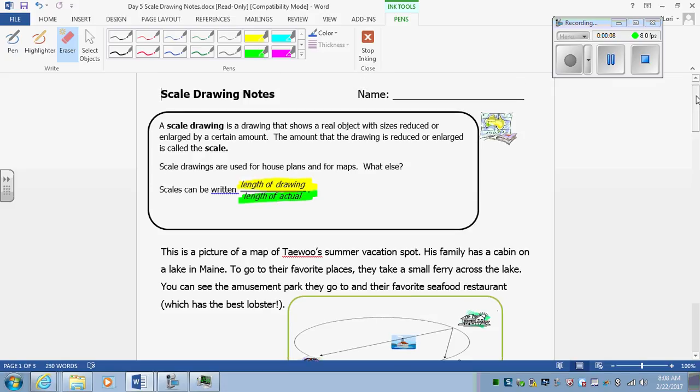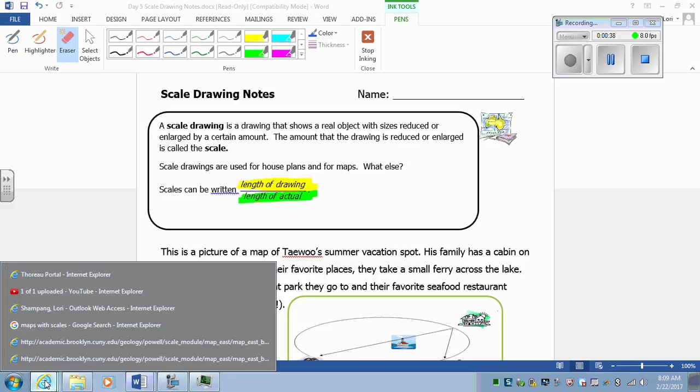What is a scale drawing? Well, a scale drawing is just a drawing that shows a real object, but it shows the object with accurate sizes. So it's an object that would be too large to show actual size on a piece of paper. It would be shown rather on a scale drawing. So the real object size has been reduced or enlarged by a certain amount, and that certain amount is called the scale.